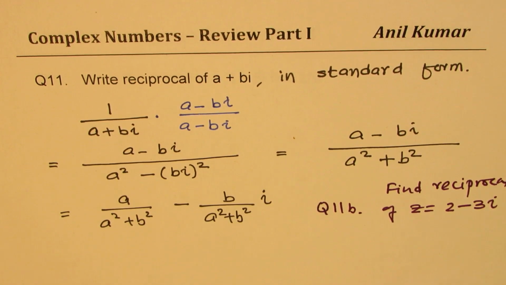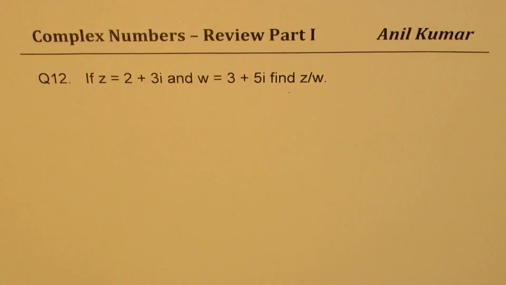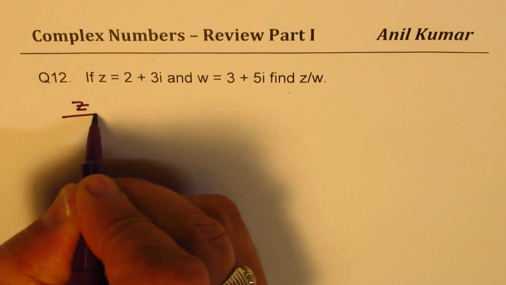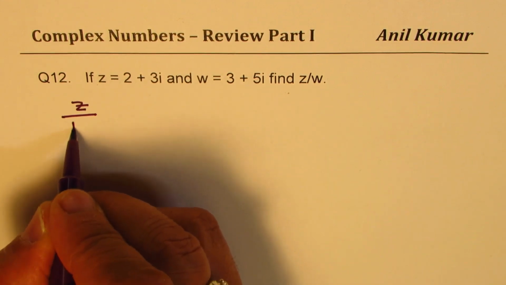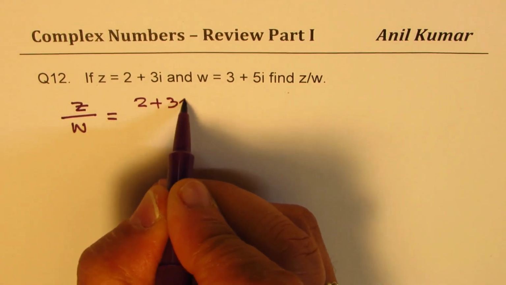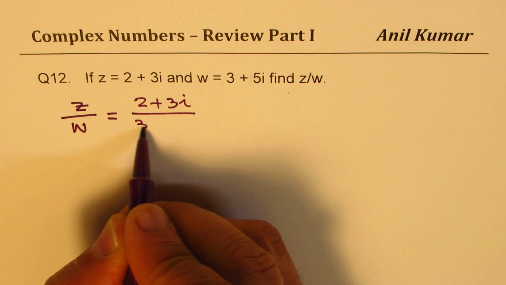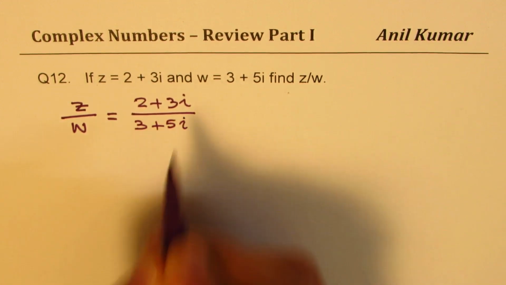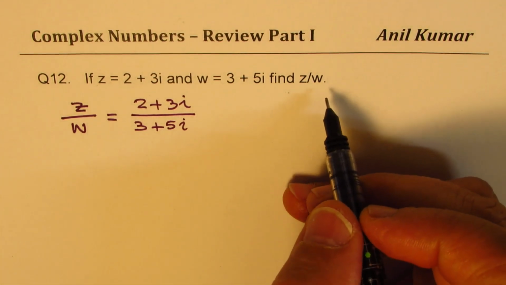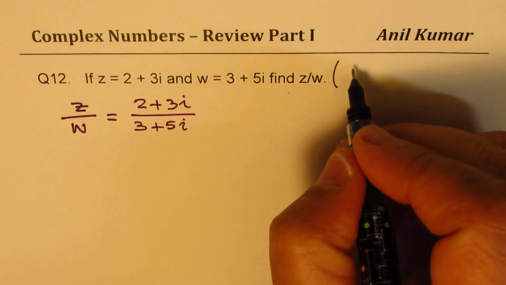Now let's take up the next question, which is question number 12. If z equals 2 plus 3i and w equals 3 plus 5i, find z over w. So we need to find the quotient of the two complex numbers, right? So that is what we need to find. That is 2 plus 3i divided by 3 plus 5i. Now we want to write this also in standard form. So that is always assumed. So always in standard form.